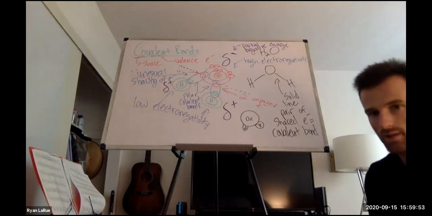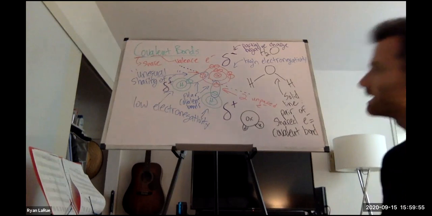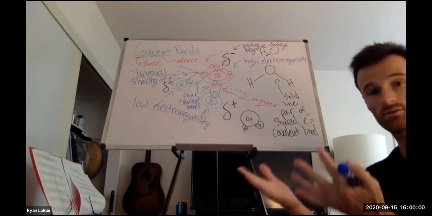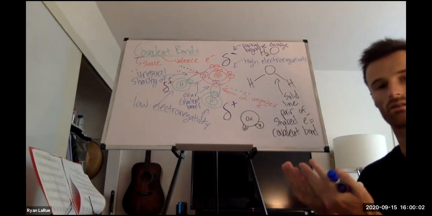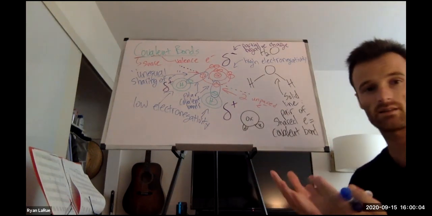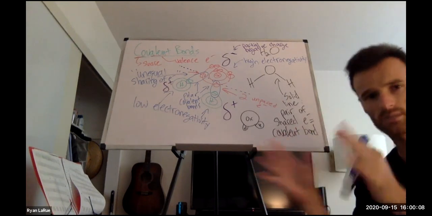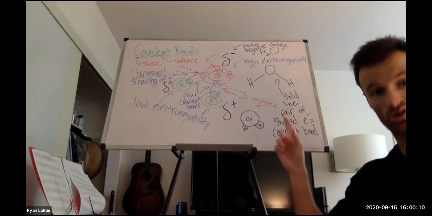So that's what I mean by polarity. It happens when you have atoms of differing electronegativity that are covalently bonded together. It doesn't happen in ionic because ionic is full charge differences between the atoms. This is partial.